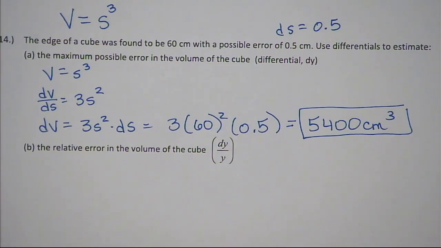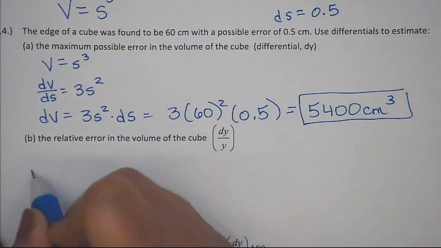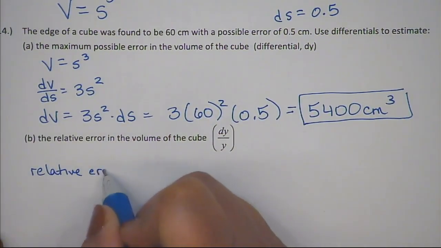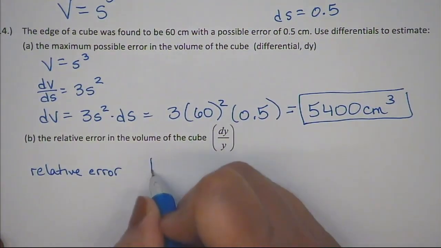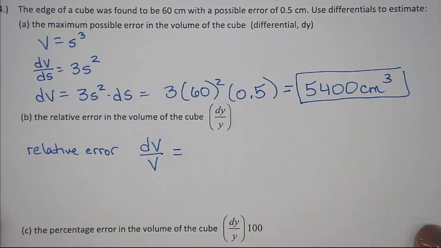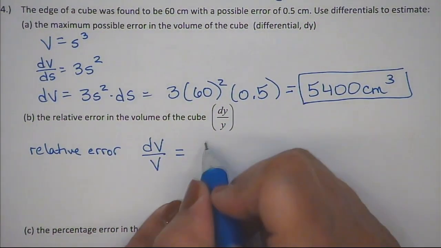All right, so relative error, okay? Find the relative error in volume. So here's the formula for relative error, so we are not using y's. So our relative error would be dV over V, right? We're using volume instead of y's. All right, well, we already found dV, that was 5,400.